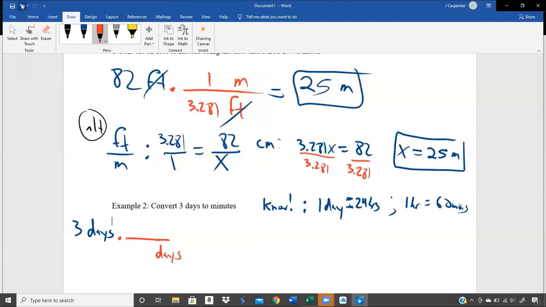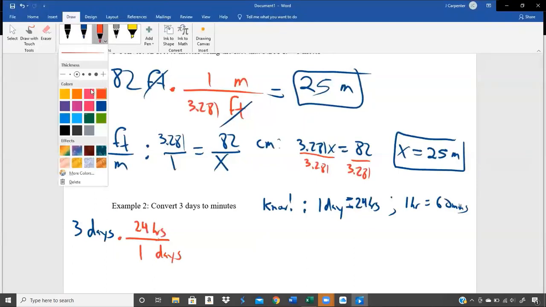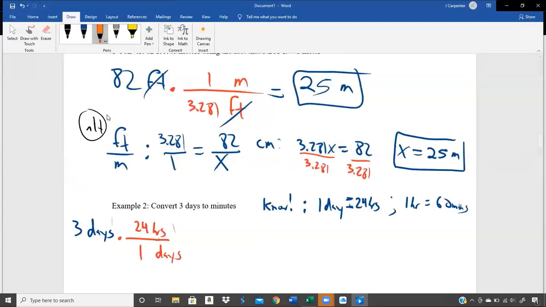In with the new, well, we can't just go straight to minutes because we know 1 hour is 60 minutes. These are days, not hours. So we've got to middleman this. We got to go 1 day is 24 hours. 1 day, so the ones in the bottom, is 24 hours. That'll go on the top. Now, if you want, you can go ahead and say equals and do the math here, but I don't like doing it that way. I prefer to go ahead and set up all my fractions in one go.